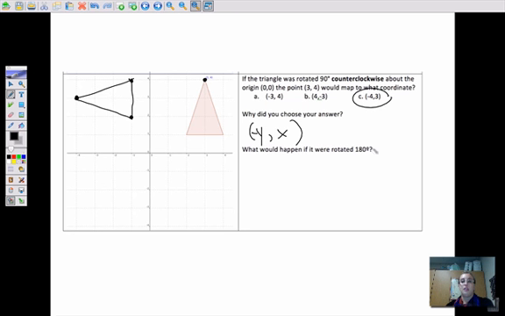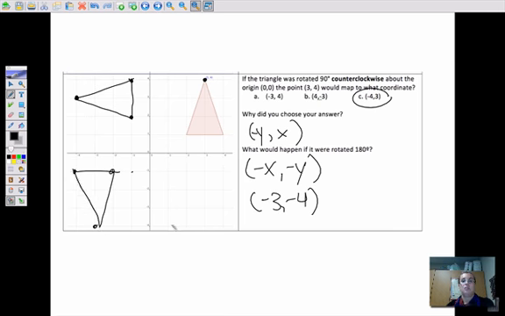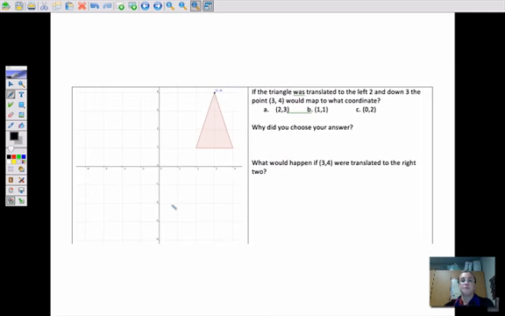And then what would happen if it were rotated 180 degrees? The original point would be (-x, -y). It would have been (-3, -4). It would have been over here. You could have drawn it out, whatever you needed to do to show me the 180 degree rotation.